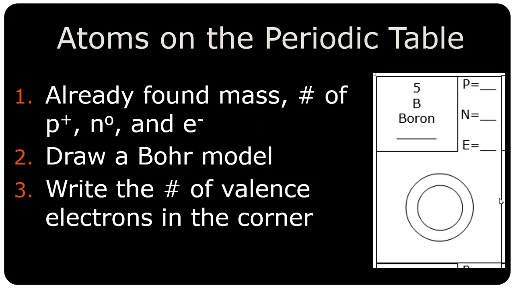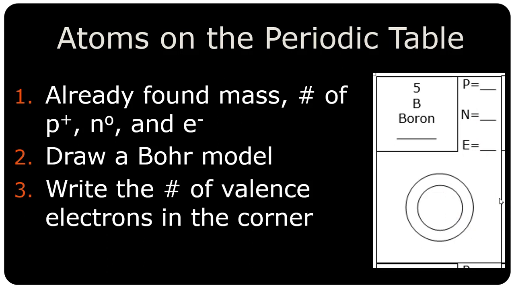Alright, so here's your assignment for today. You already have the mass, protons, neutrons, and electrons written on your document from yesterday. You either have a worksheet or you have a Google Doc. Your job is to draw a Bohr model for all 18 atoms on your document. You'll also want to write the number of valence electrons down in the corner.